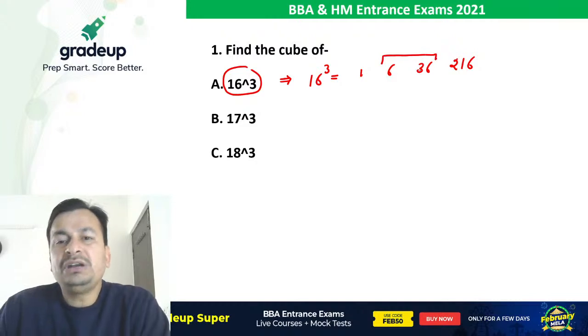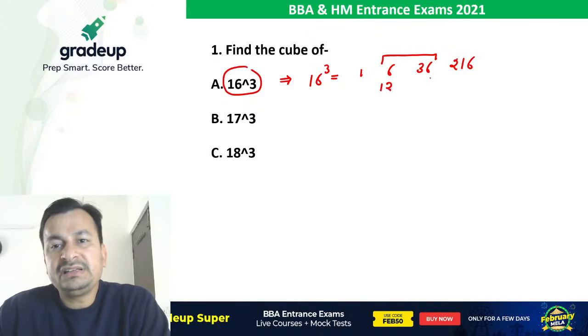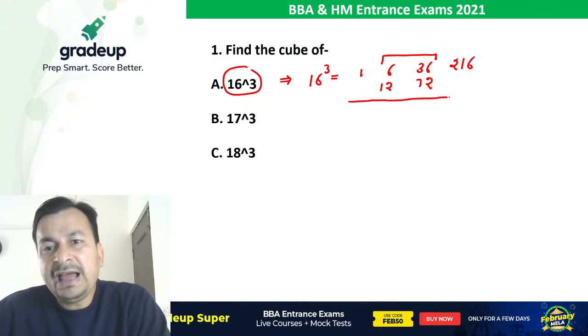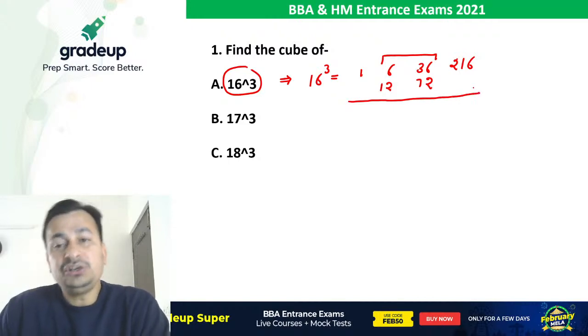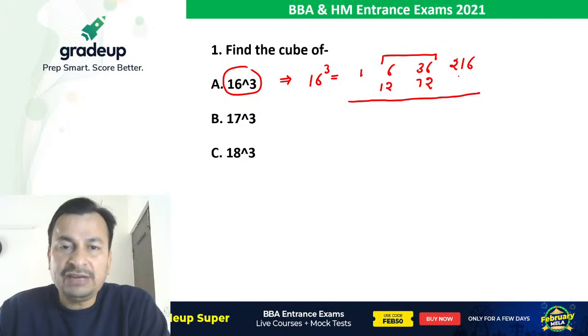multiply these two middle values by 2. 6 multiplied by 2 is 12, 36 multiplied by 2 is 72, and now we will simply add these two numbers. And as I told you, while adding we will only focus upon the unit digit.